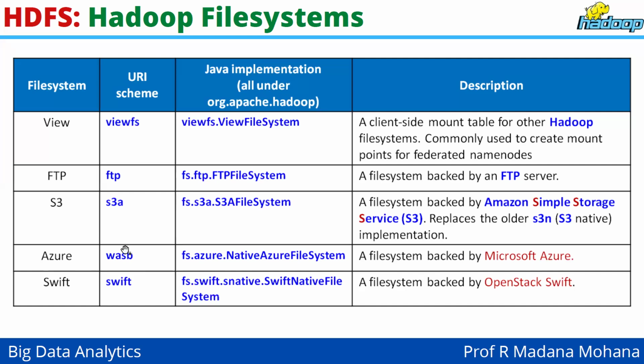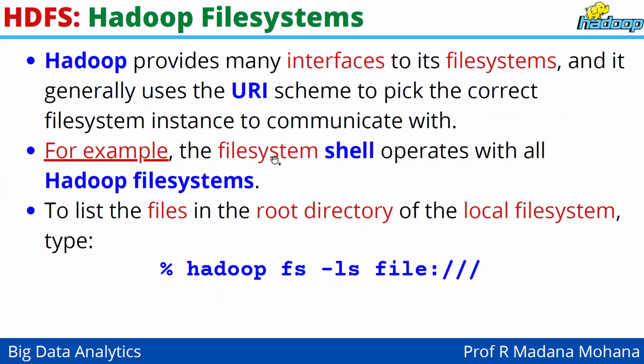The next file system is Swift. Its URI scheme is lowercase letters swift. All URI schemes are lowercase letters only. Its Java implementation path is org.apache.hadoop.fs.swift.snative.SwiftNativeFileSystem. So it is a file system backed by OpenStack Swift. Those are some of the file systems with their URI scheme and Java implementation path.